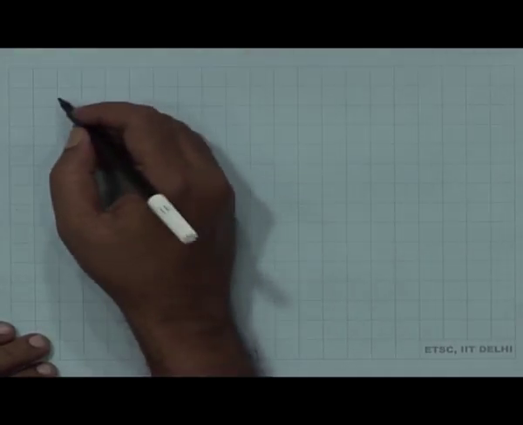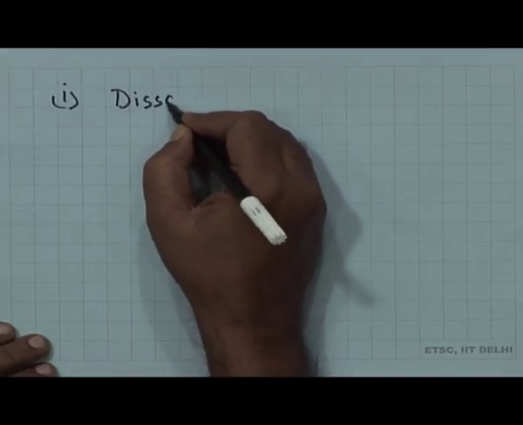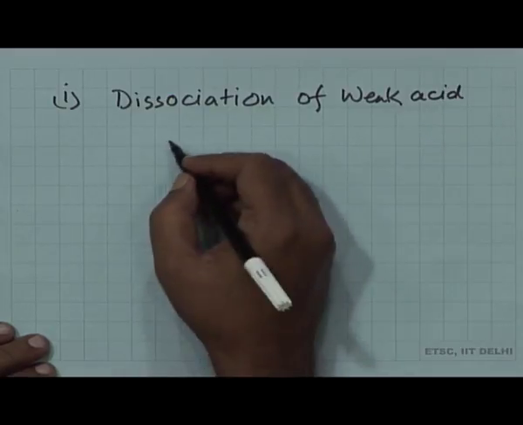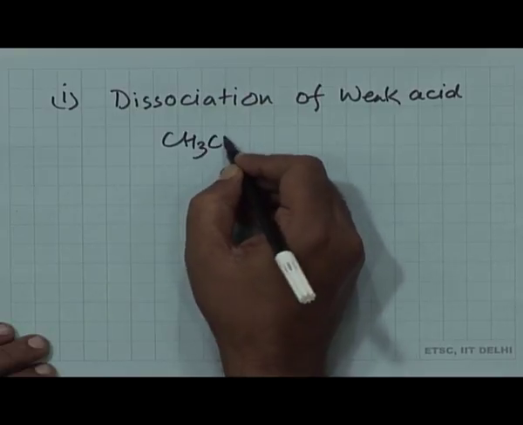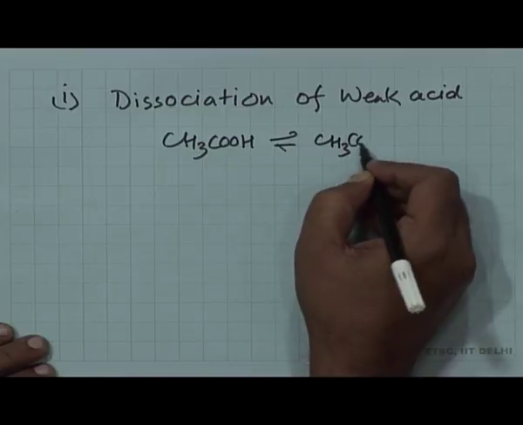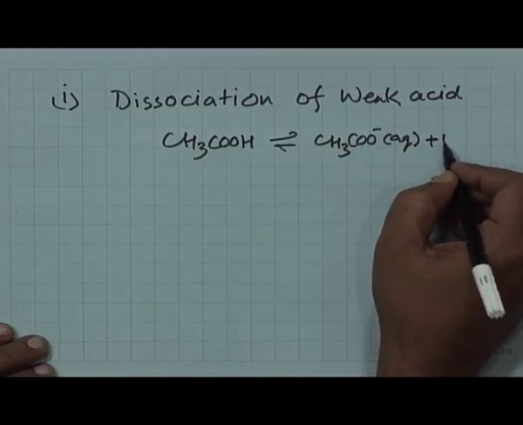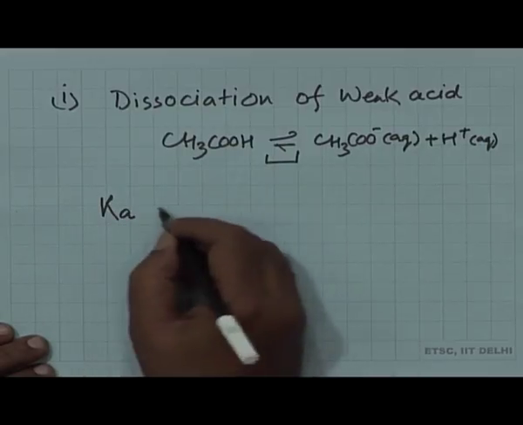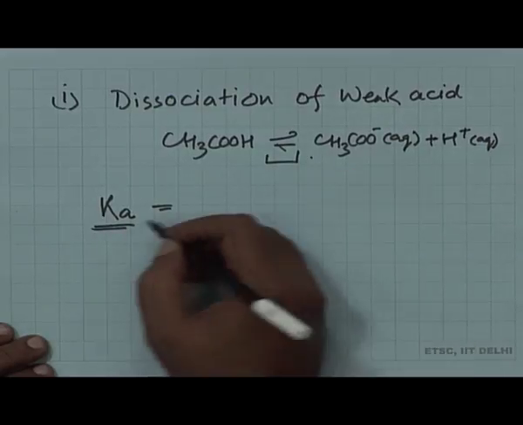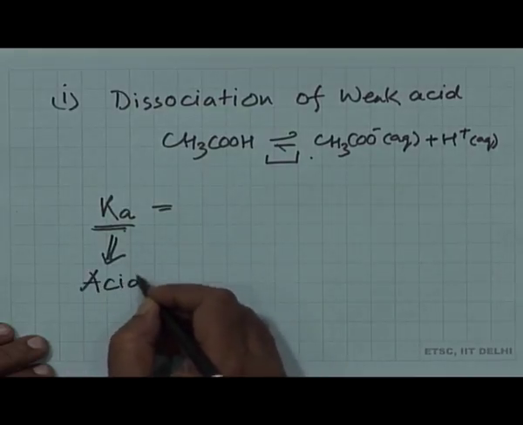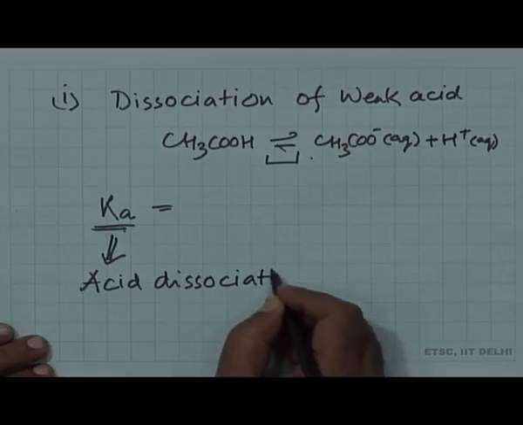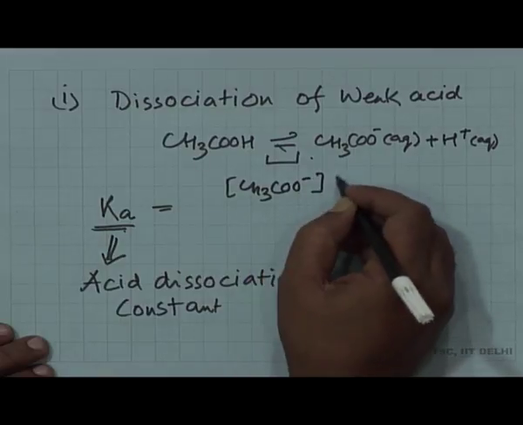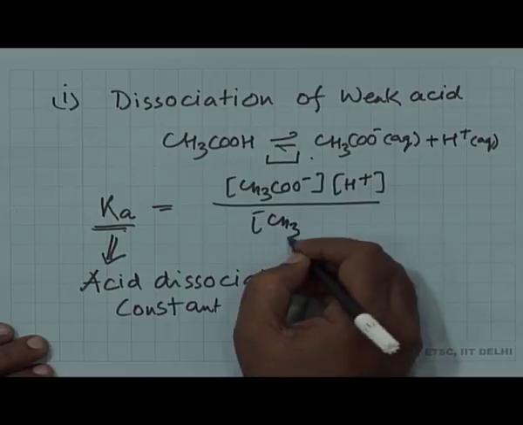Now, where can we apply it? We can apply it for dissociation of weak acids. For example, your acetic acid. It breaks to give you CH3COO minus aqueous plus H plus ion aqueous. So, this is a reversible reaction, and we can apply the equilibrium constant. Here we are writing the equilibrium constant for this reaction, which is known as the acid dissociation constant. And this will be equal to CH3COO minus into H plus divided by the concentration of acetic acid.